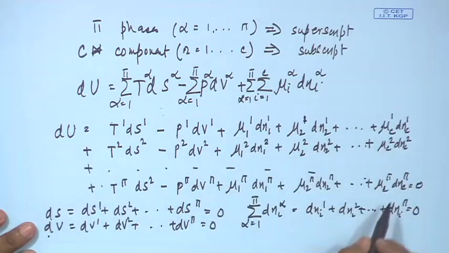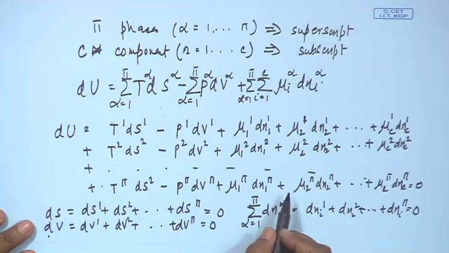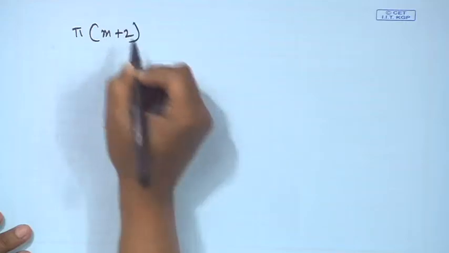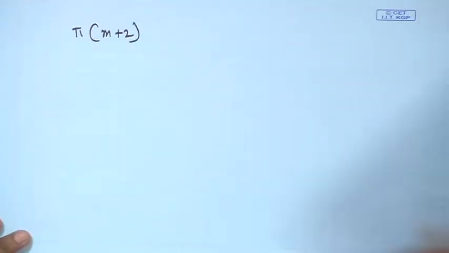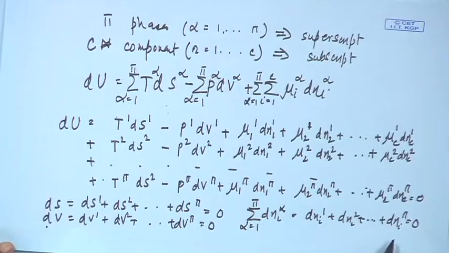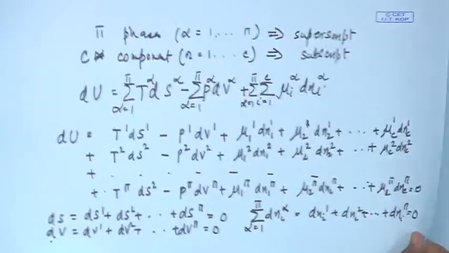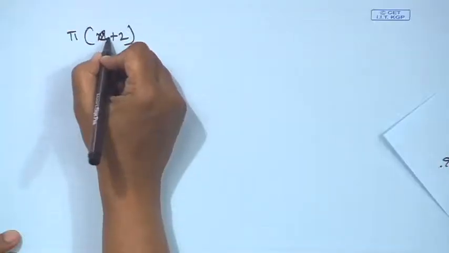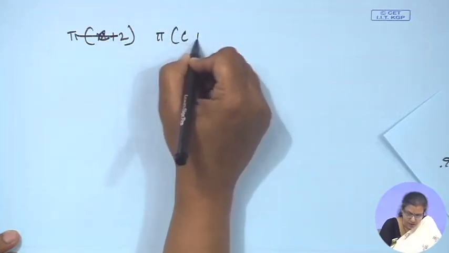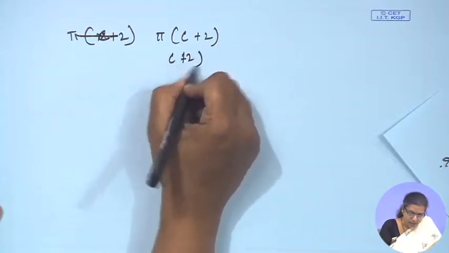I find that I have written down one particular equation in terms of how many variables. If there are pi number of phases, then I have written down the whole equation in terms of pi into C plus 2 number of variables. Sorry, it is not M, it is C, because C is my number of components. And out of that, how many constraints do I have? I have two constraints for S and V, and since there are C number of components, I have constraints for all these C components. So my number of constraints is C plus 2.